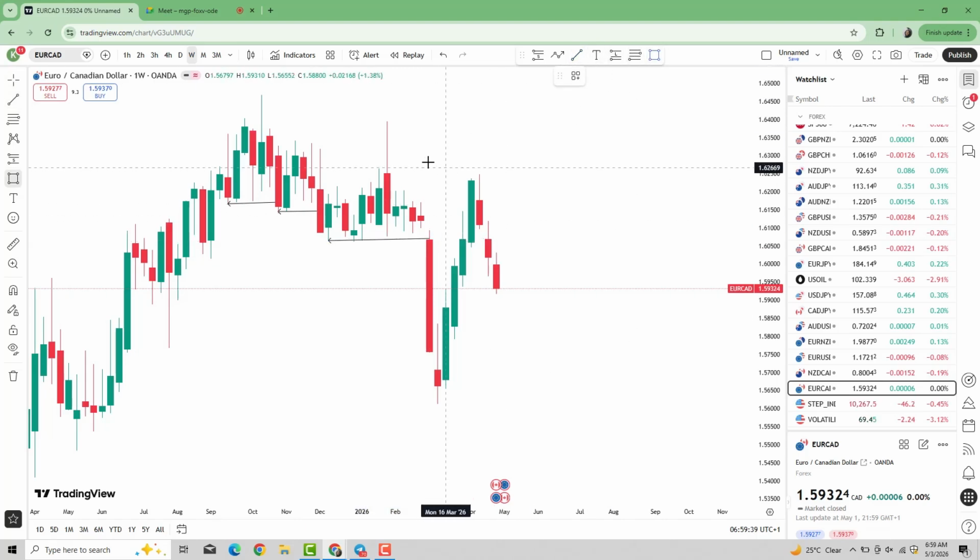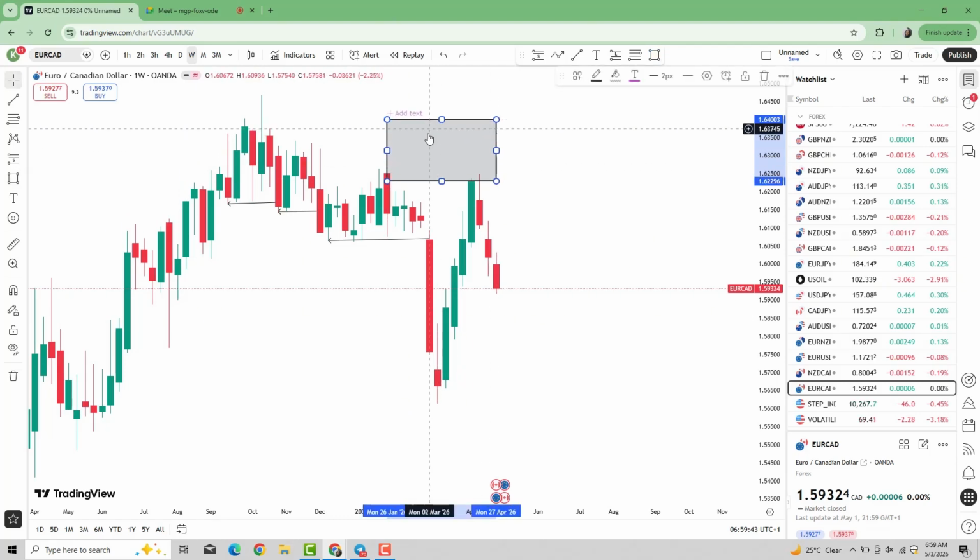So this was a nice supply zone that price could respect. You understand? Which price did. Price respected it and is still dumping. And the last 2 weeks candlestick, which was this, closed signaling that the bears are still in control.